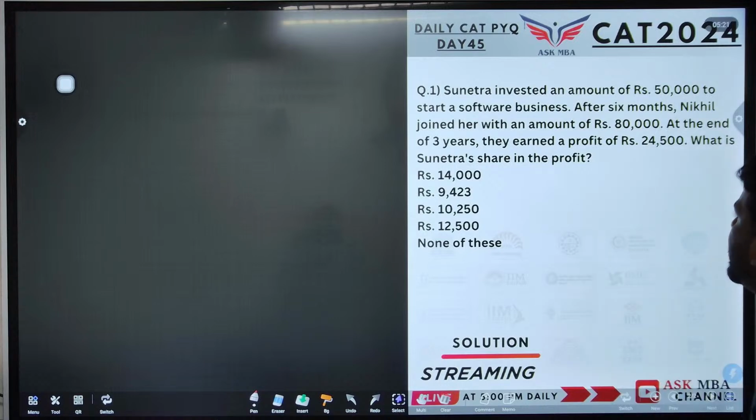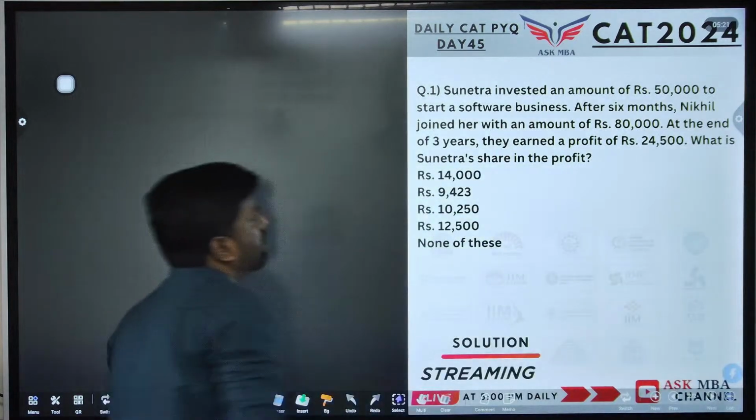This session is of the quant section. I've taken a CAT level question, I think from CAT 2018, because I've already solved this question. That's why I'm trying to share it with you guys. I want you to stop this video and try to solve this question on your own, as we did yesterday. So read the question and try to solve it yourself. Let's start without wasting time.